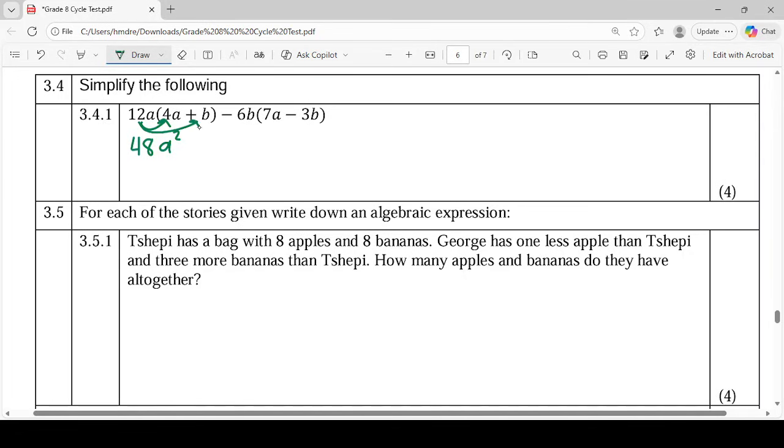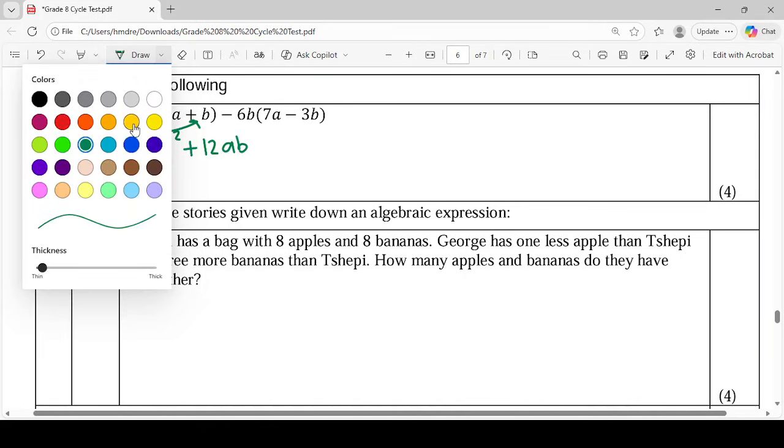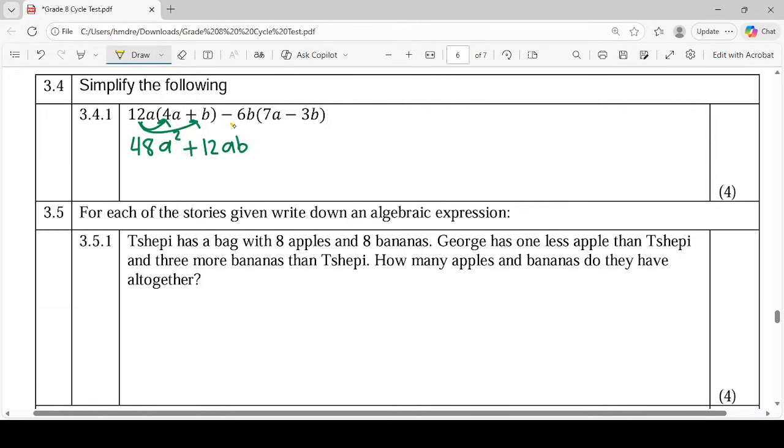Then 12a times b is going to be 12ab. Then the next part, we've got minus 6b times 7a. That's going to be minus 6 times 7 is 42. A and b is ab. Minus 6b times minus 3b. So a minus and a minus makes positive. 6 times 3 is 18. And b times b is b squared.